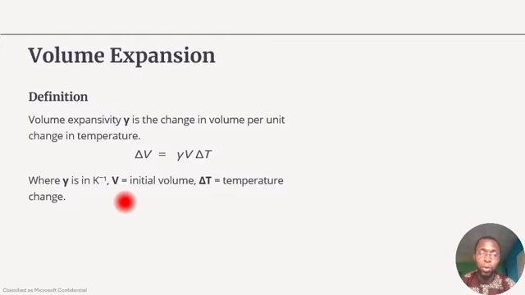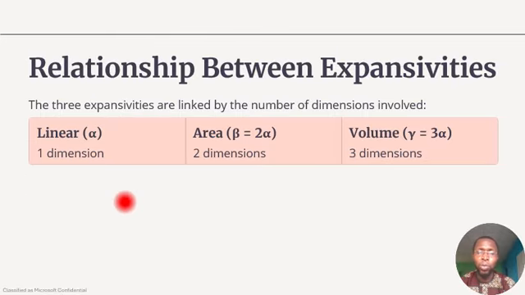All right. So what's the relationship between these three types of expansion: linear, area, and volume? Of course, linear is one dimension, area is two dimensions. So area expansivity is equal to 2 times linear expansivity, while volume expansivity is 3 times linear expansivity. That's because it is three dimensions. When you multiply 3 by linear expansivity, you get volume. When you multiply 2 by linear expansivity, you get area. That's how the three of them are related by formula.